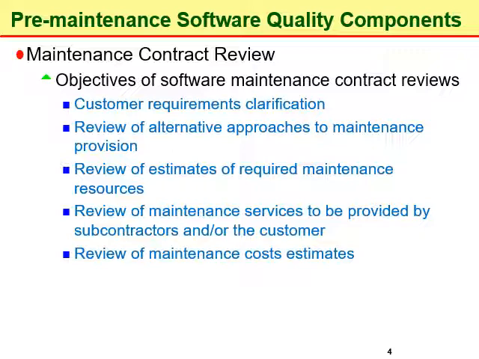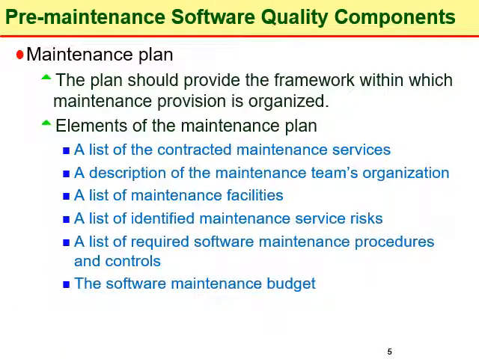So, considering the complexities of issues related to the software maintenance activities, it is important to review the maintenance contract before starting the maintenance activities actually. This helps in resolution of the issues beforehand. Then the second component of pre-maintenance quality assurance activities is the maintenance plan. Maintenance plans should be prepared for all customers, whether they are external or internal. The plan should provide the framework within which maintenance provision activities should be outlined.